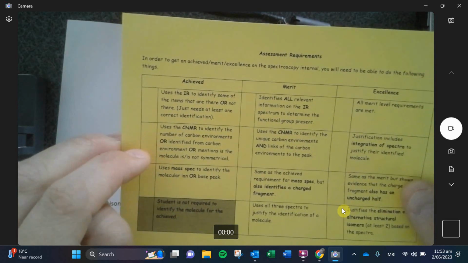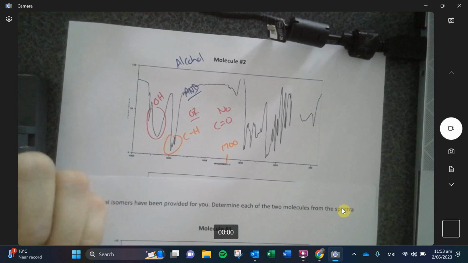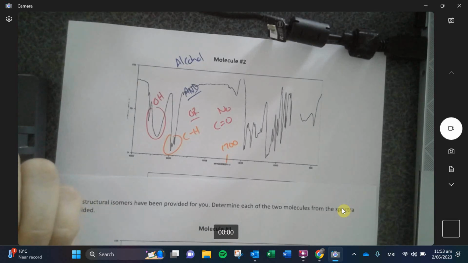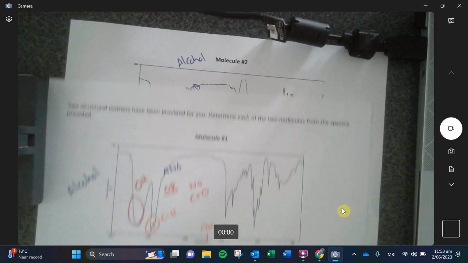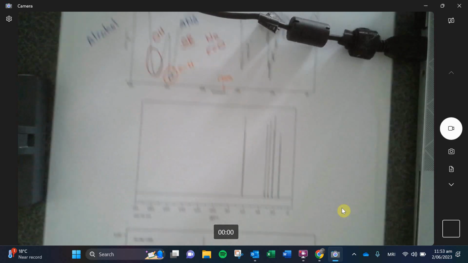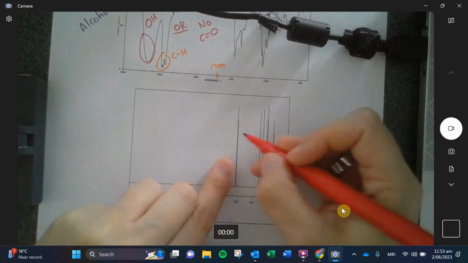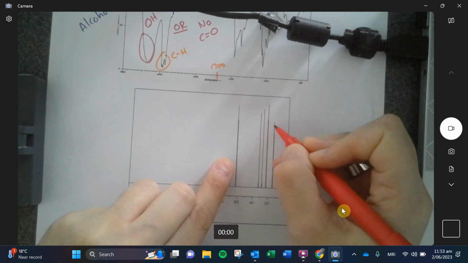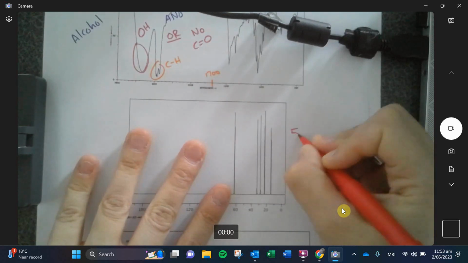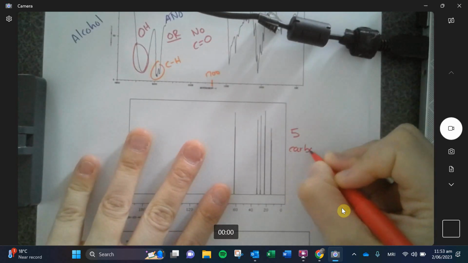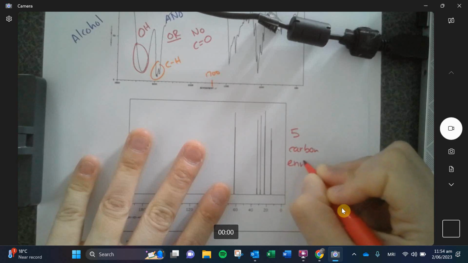Second thing that we need to do is for the CMMR. Lots of different ways I can give you the achieve point for CMMR. The easiest way is just to count the number of lines you see there because that tells you carbon environment. So 1, 2, 3, 4, 5. There are 5 carbon environments.